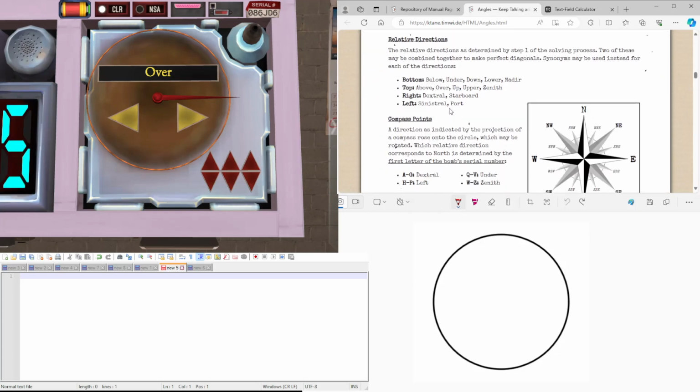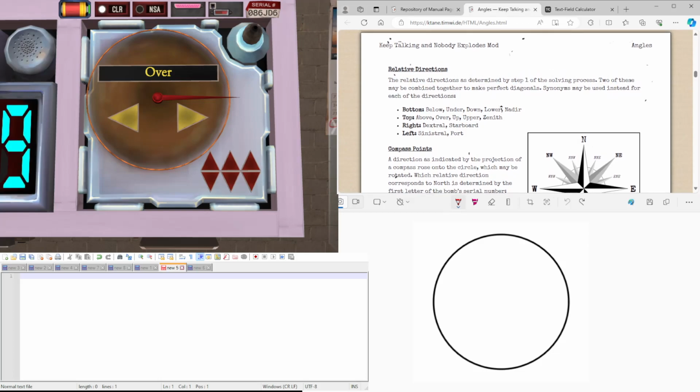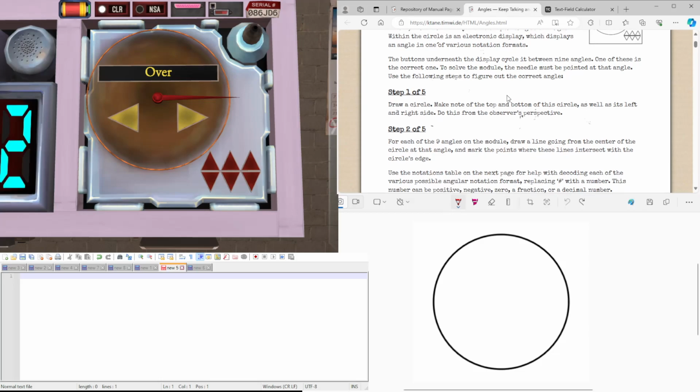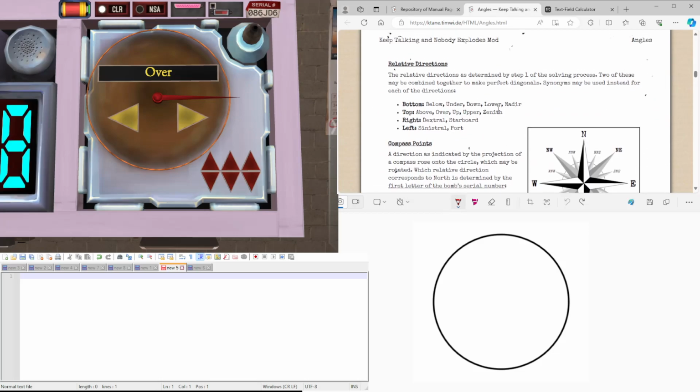So the first thing we have is over, which gives us relative directions. Relative direction is determined by step 1 of the solving process. Step 1 is draw a circle, make it the top, bottom, left and right side of this circle. Do this from the observer's perspective, this being the observer's perspective. And we have the word over, so we've got the exact top of the circle.